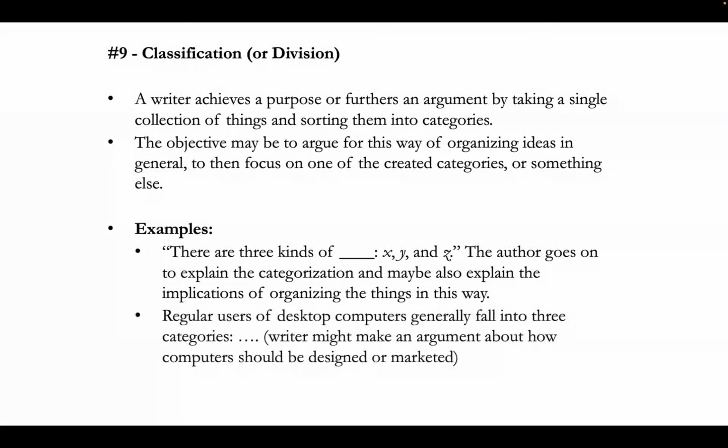Another example, regular users of desktop computers generally fall into 3 categories. And then the writer might go on to make an argument about how computers should be designed or marketed, given those 3 categories that they created.